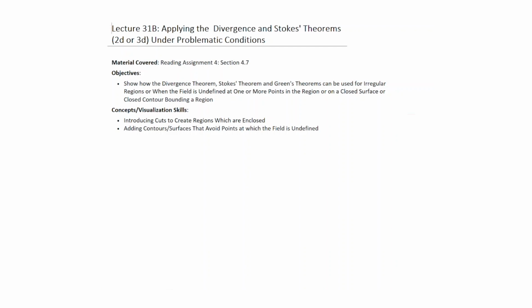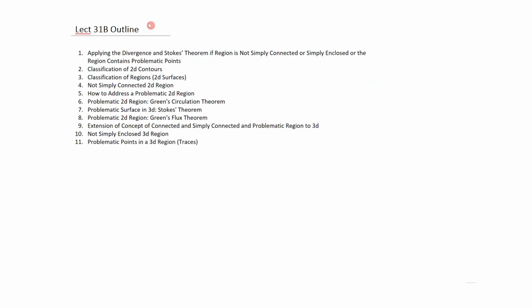So the concepts and visualization skills we'll be dealing with here are introducing cuts to create regions which are enclosed and adding contours or surfaces that avoid points at which the field is undefined. All right, as usual, the second slide is just a summary of the content to follow, and so you can quickly scan through it, and we'll move on to the next slide.